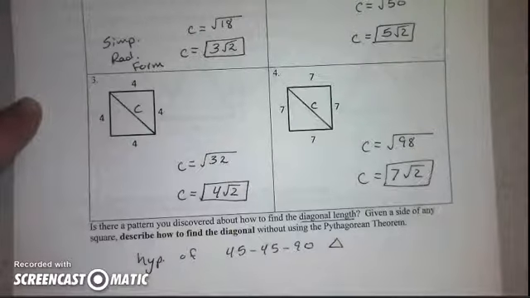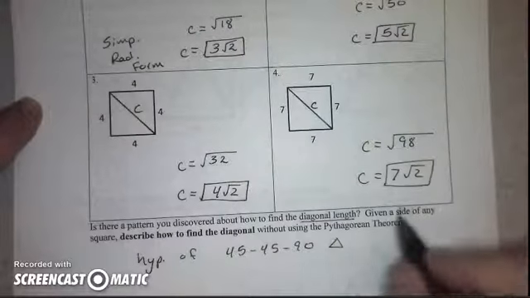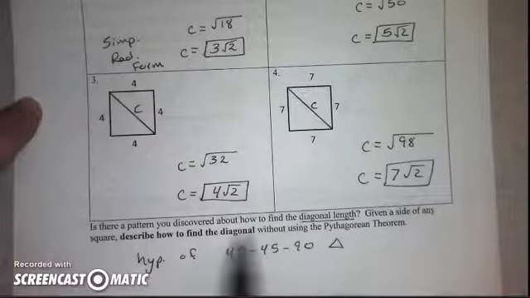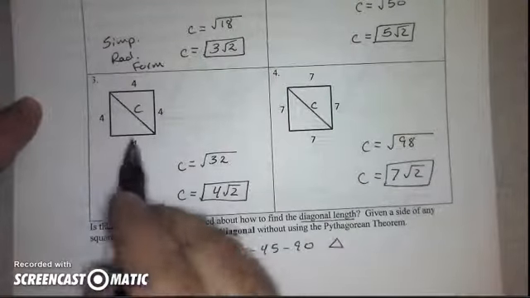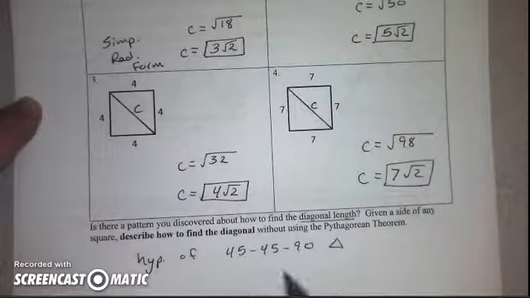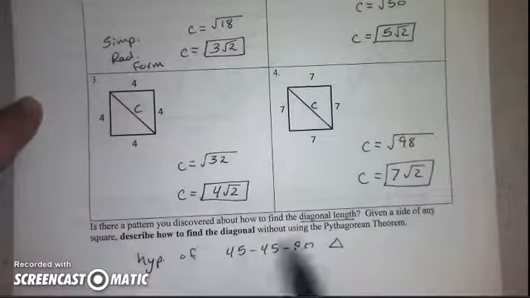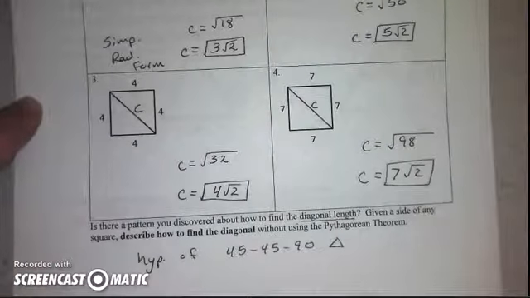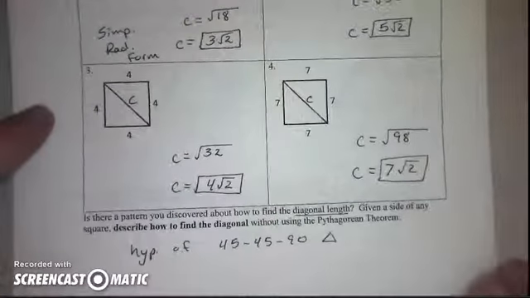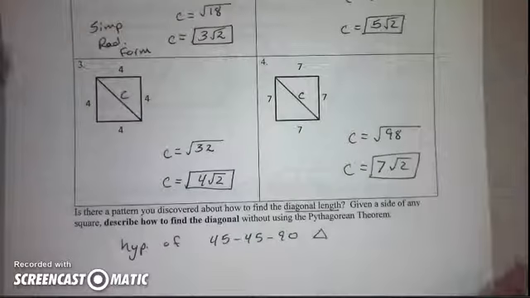Okay? So answer that question, yes or no, then given a side of any one of these squares, describe how to find the diagonal. Or if you're given a leg of any 45, 45, 90 triangle, tell how to find the hypotenuse without using the Pythagorean theorem. Okay? And then when you're ready to check the answers you've come up with, you can push play on the video.